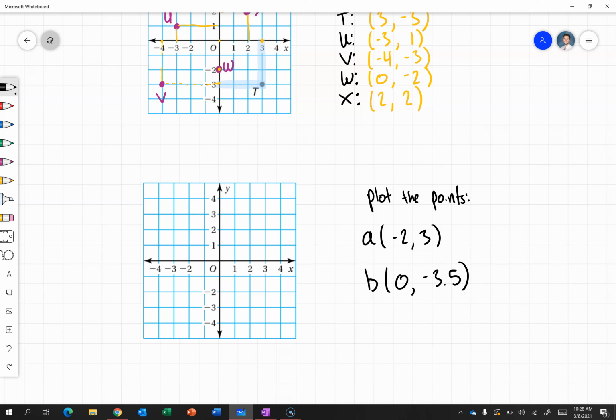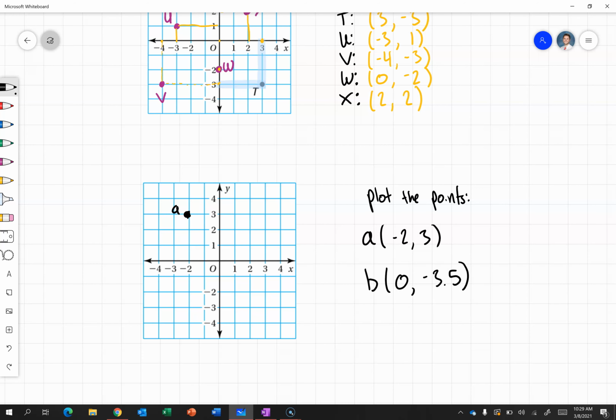You don't have to mark anything when you're making it. But I often see a mistake when I say negative 2, 3. I'll see people put a point here, and I'll see people put a point here. That's not what we're looking for. If you need to, you can create a little dotted line, but we just want this single point. A is at negative 2, 3.